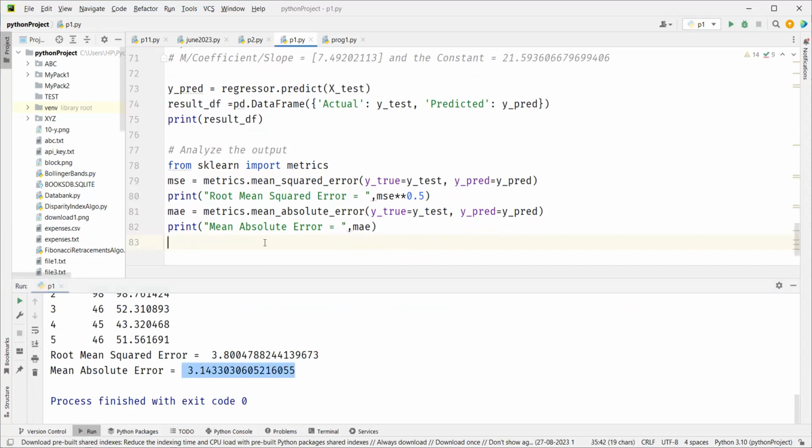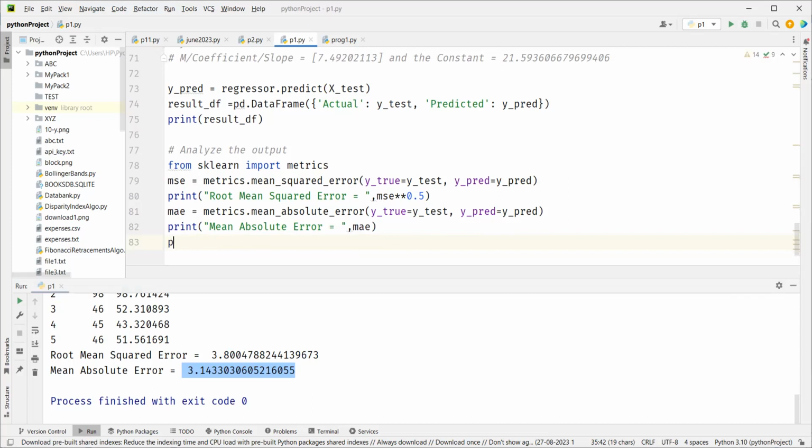Mean absolute error and R squared, these are two important metrics that you have to remember. Then you have explained variance, you have mean squared log error, and you also have median absolute error. Instead of calculating the mean, you can also calculate the median. All those metrics are there, but we will look at only these two.